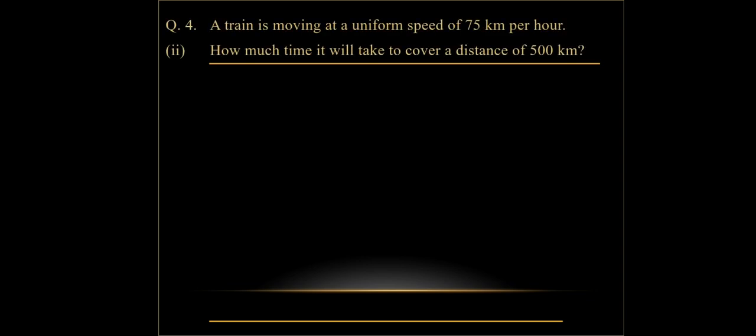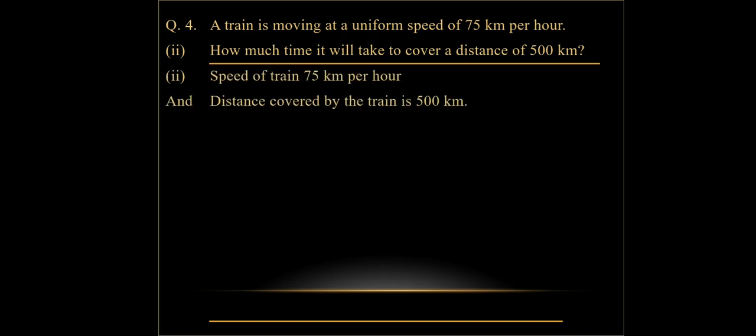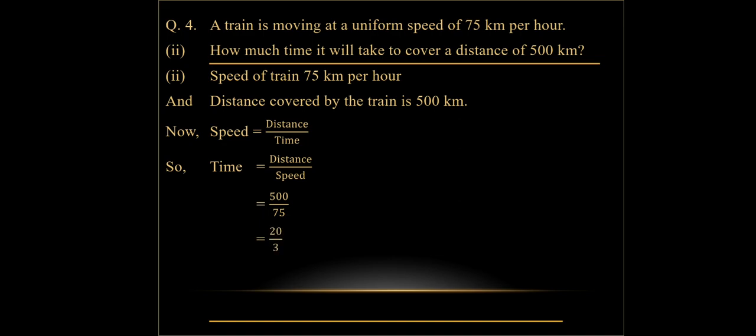Now in the second part, we will find out how much time it will take to cover a distance of 500 km. It means here you want to know time. How much time will that train take? So the speed of the train is 75 km per hour and the distance covered by the train is 500 km. As we know, the formula is speed equals distance upon time. So here we need to find out time. Time is distance upon speed. So distance is given and speed is also given, so you can find out time easily. Distance is 500 km and speed 75 km per hour. So that is equal to 20 upon 3 equals 6 whole and 2 by 3 hours.